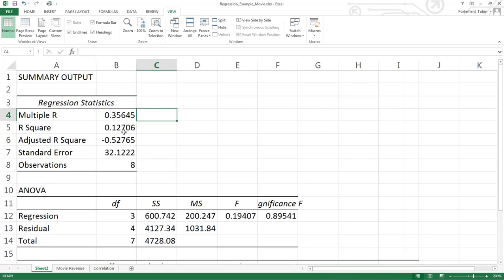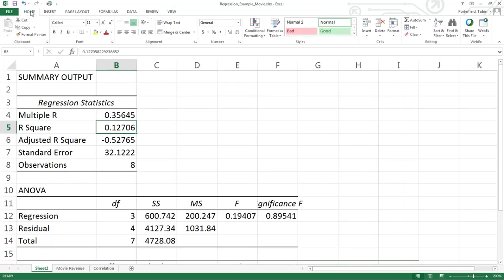One of the key items I like to look at is the R square. R square is a measure of how much of the change in ticket sales is driven by those three variables that we provided. And this is indicating that 12% of the variation in ticket sales, that is not very much. That means we need to probably look deeper at what is motivating ticket sales. But it's a key measure.